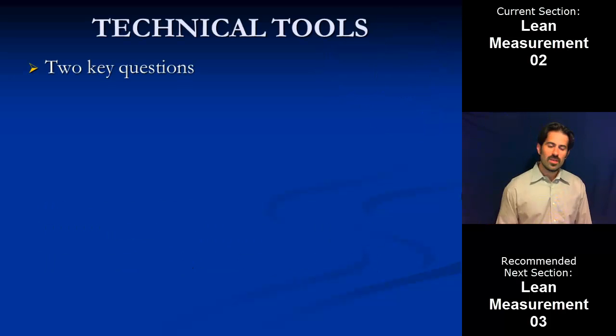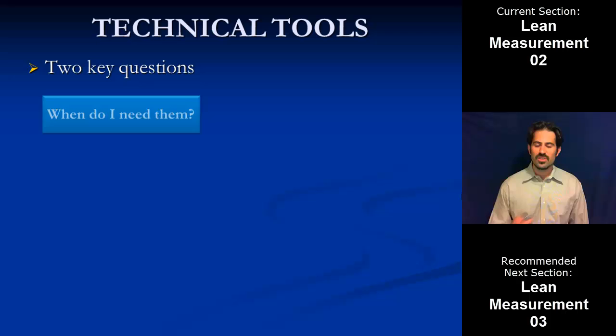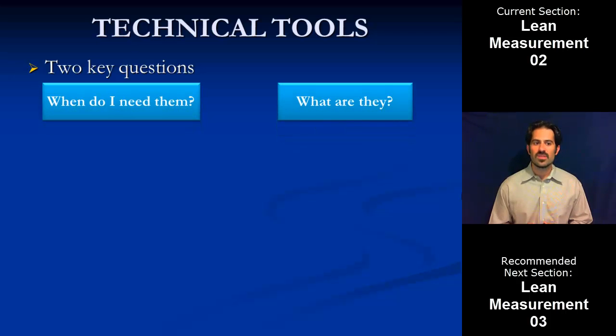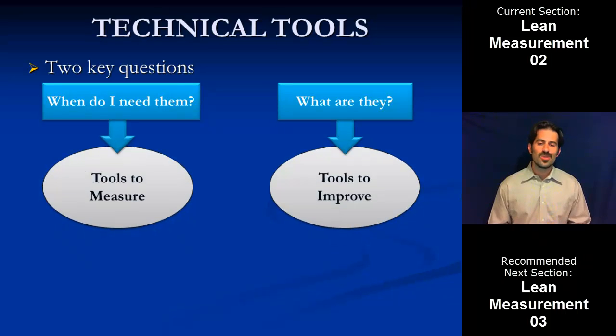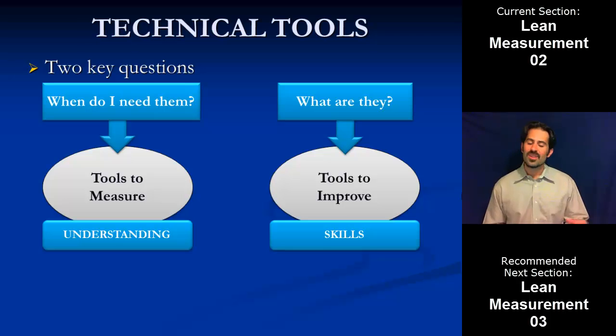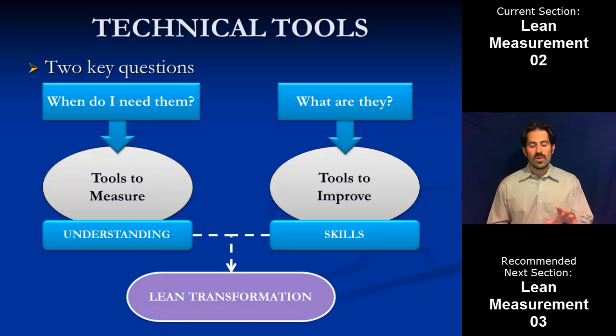So, as a quick follow-up from the intro of the previous section, there's kind of two key questions when we talk about the technical tools. When do we need them and what are they, which relate to tools to measure, tools to improve, this module and the next one. Then that of course correlates to having good understanding and developing good skills, which is what we're looking for in order to be able to affect a good lean transformation.